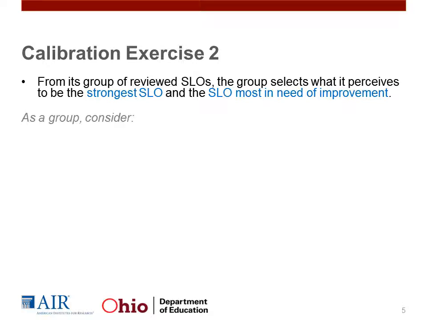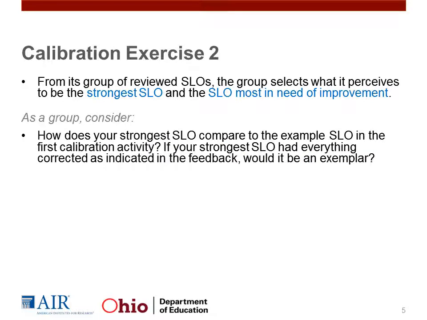Then, as a group, consider: how does your strongest SLO compare with the example SLO in the very first calibration activity? And this would be after suggested improvements are made to that example. If your strongest SLO had everything corrected as indicated during feedback, would it be an exemplar SLO? If not, determine what additional feedback might be necessary to ensure that the teacher or teacher team strengthens that SLO to the standard.